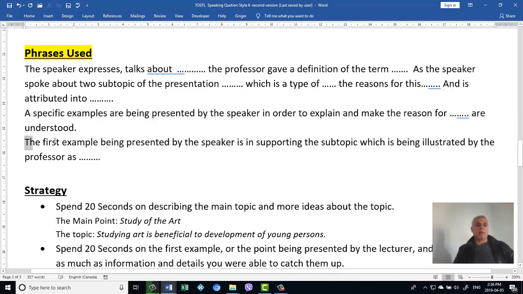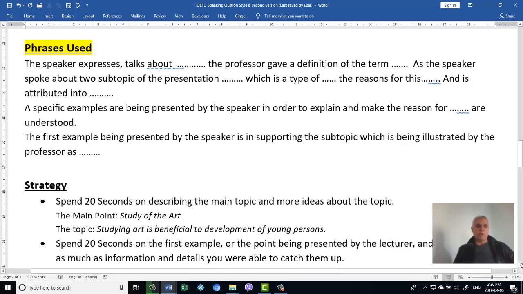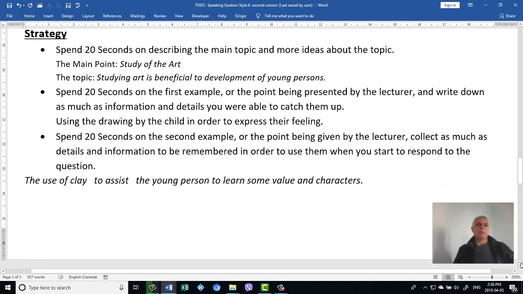The first example being presented by the speaker is in supporting the subtopic, which is being illustrated by the professor as. Let's look for the strategy, how we could use it. A strategy.